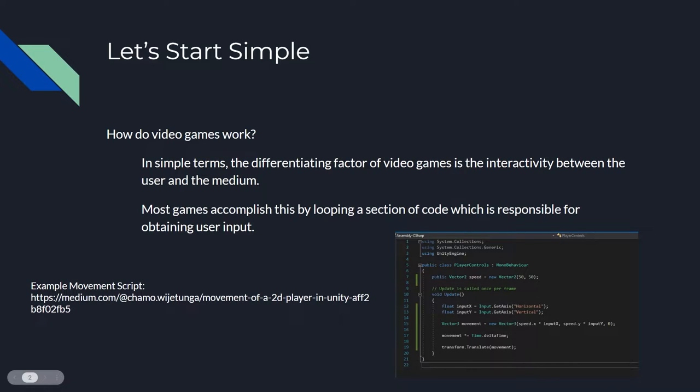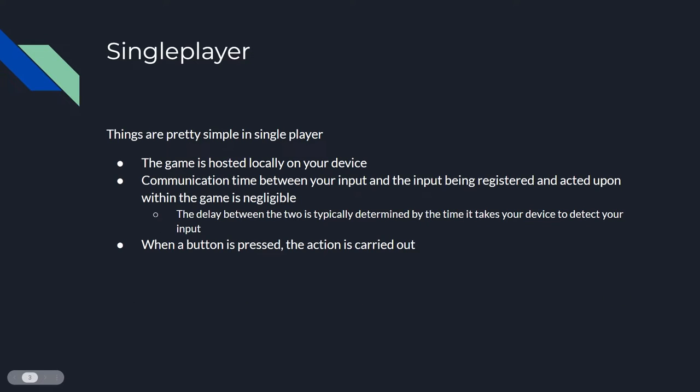I've included a small sample script in Unity written in C# to obtain movement, typically on the X and Y axis for a 2D game, with A and D or the arrow keys, for example. So in single player games, it's pretty easy. The game is hosted on your device, and like I said, the device polls the external devices, the peripherals, for inputs, and depending on the inputs, the game takes the appropriate actions.